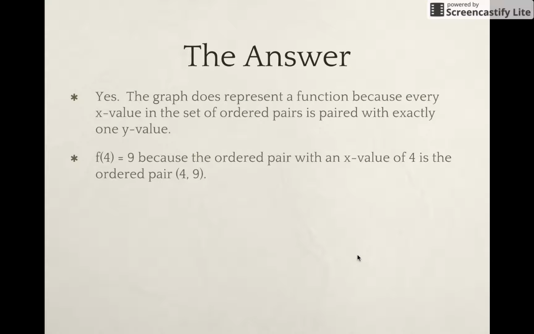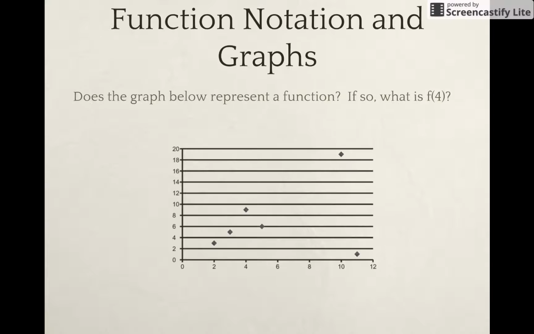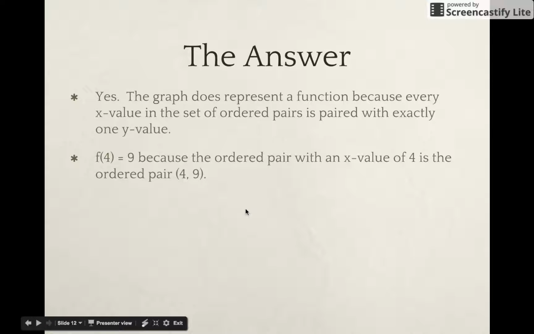The second part, we were asked, what's f of 4? We'll toggle back here so we can find that. When we look at f of 4, we find the ordered pair here. We see that the y value associated with that is 9. So f of 4 is 9 because that is the y value that's paired with x equals 4.